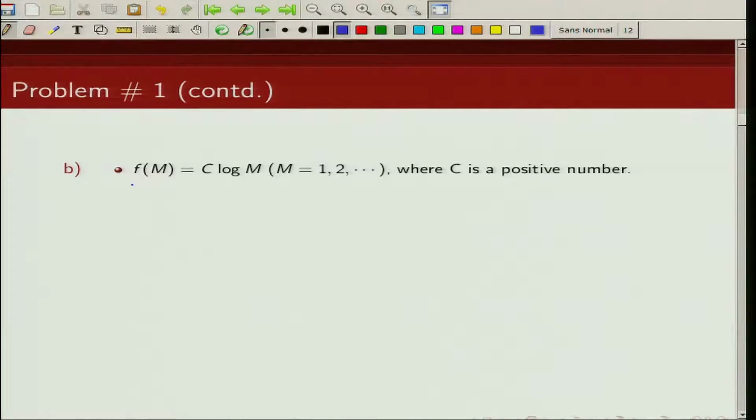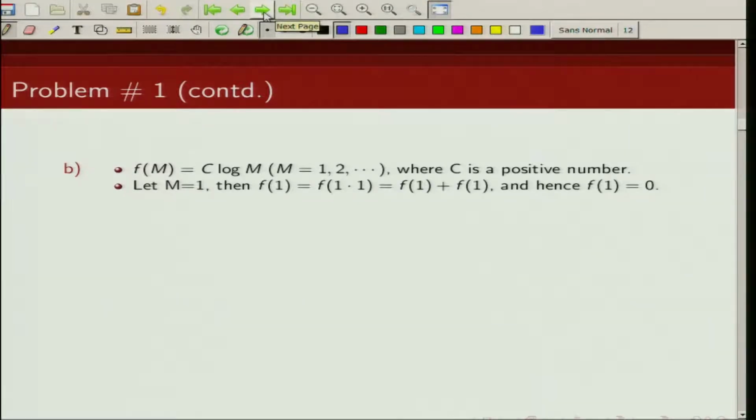Now f of m is of the form c log of m. So how do we show this? So let us take m equal to 1. So f of 1 is f of 1 times 1, which from axiom 2 can be written as f of 1 plus f of 1. So we have f of 1 equal to f of 1 plus f of 1. Now this holds true only when f of 1 is 0.